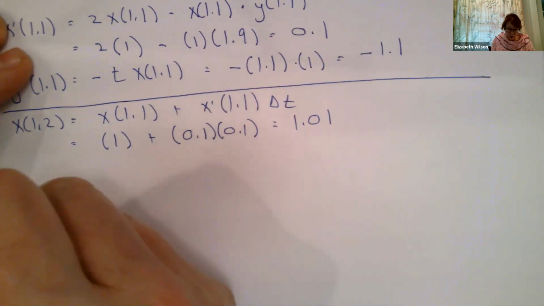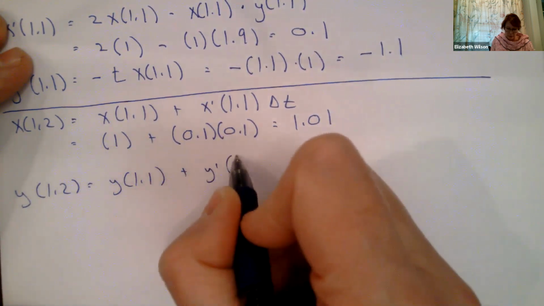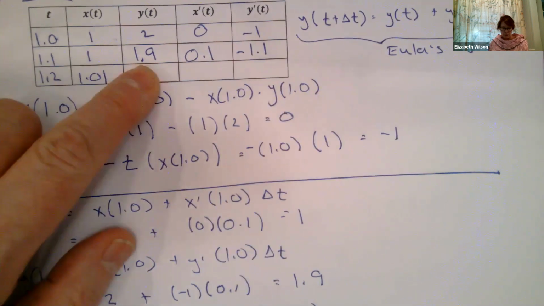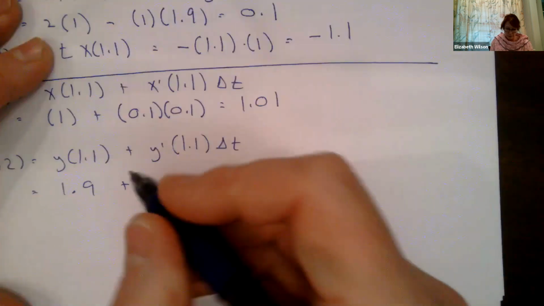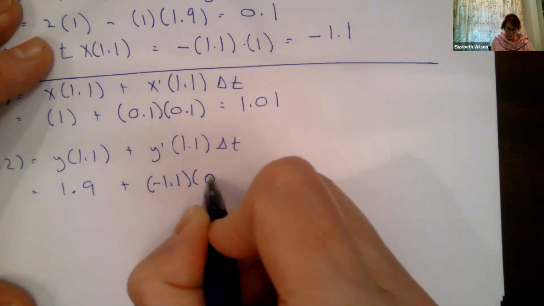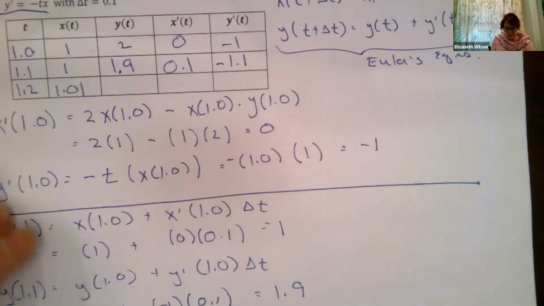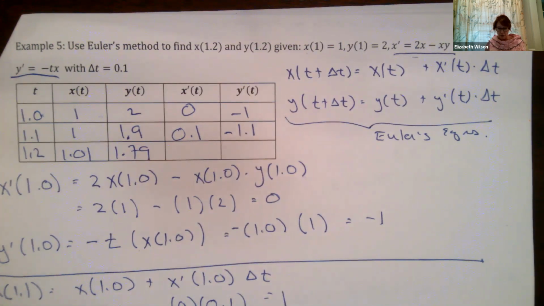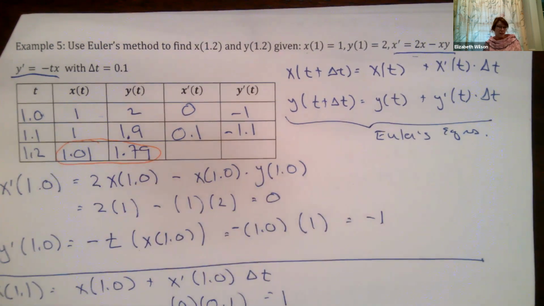And now I have to calculate y of 1.2. So I'm going to go y of 1.1, 1.9, plus y prime of 1.1, minus 1.1, times delta t. And that's going to give me 1.79. All right, so the question said use Euler's method to find x of 1.2 and y of 1.2. So that's right here. I don't have to calculate the rest of the derivatives because they told me just to stop right there.